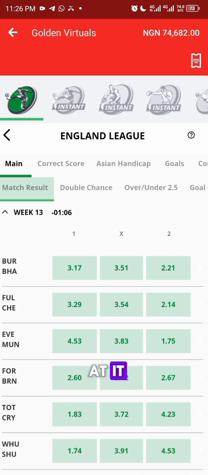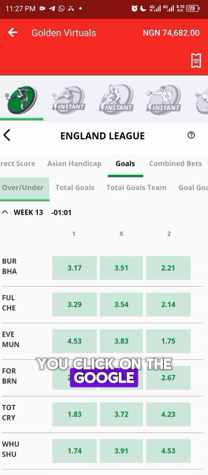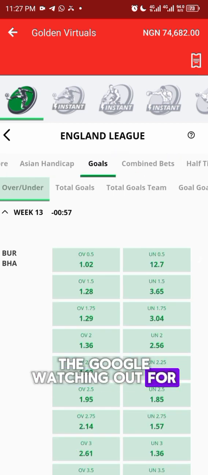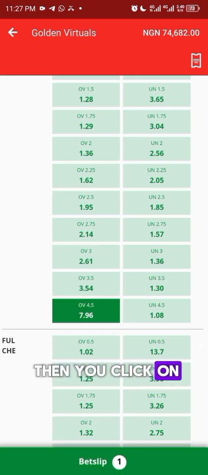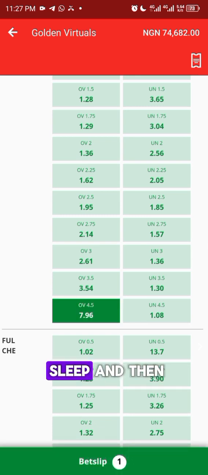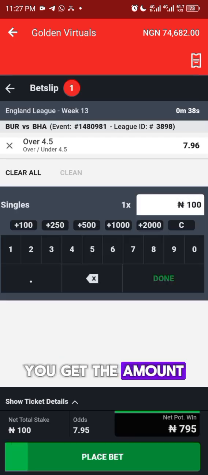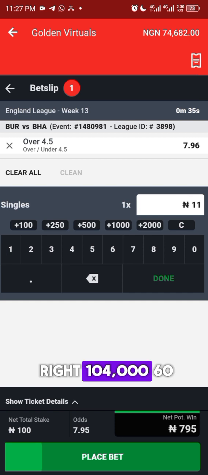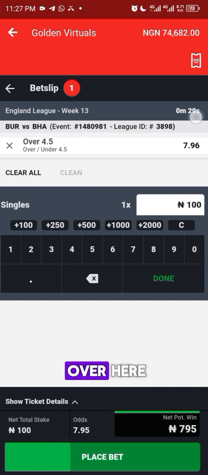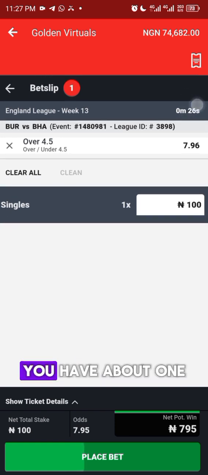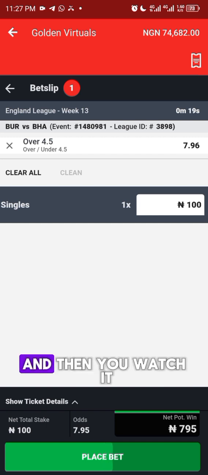So while you're at it, you click on your virtual place. You click on England League. You click on the goal, this place. Now is the goal we're watching out for. You scroll down and you click on 4.5. You click on that, and then you click on this at the bottom, which is place bet. And then here you need to indicate the amount, right? 100. But that was a mistake. I click C to clear it out. 100. Now you need to take note over here at the top. Your time is counting. You have about 1 minute most times to place your game, so you have to place your game as fast as you can, and then you watch it.